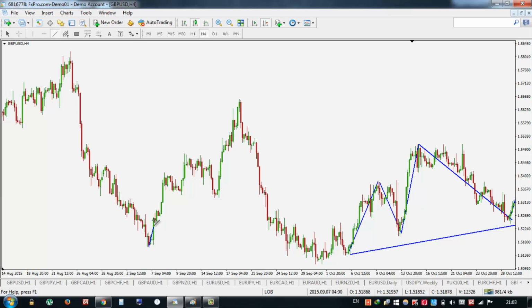This is a nice flag one. So you had a big push, and then you would have had a consolidation pattern down here. Okay, so this is pretty good. I like this one. That's not too bad. So hopefully you guys get the point. Oh, this is a nice head and shoulders as well. So perhaps something like there.